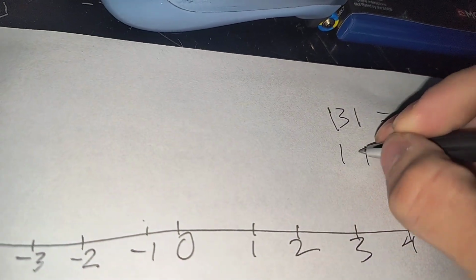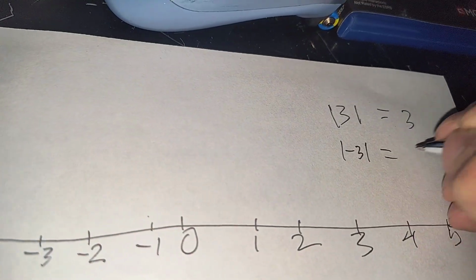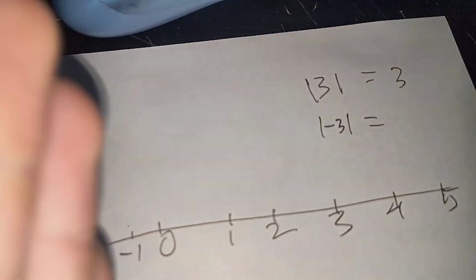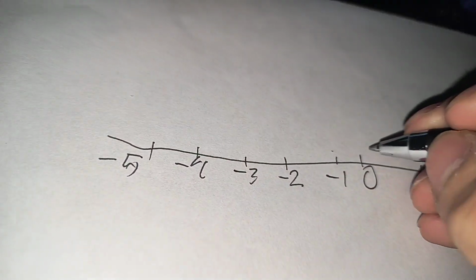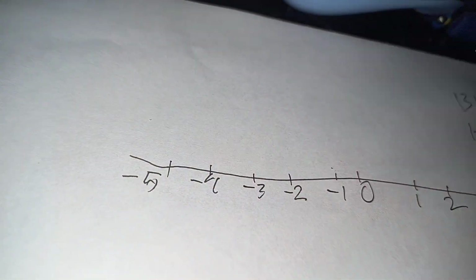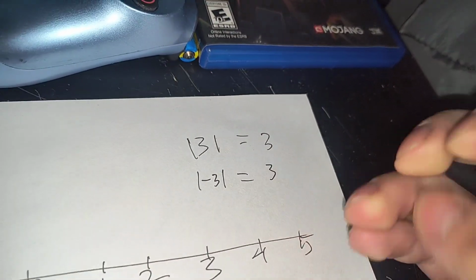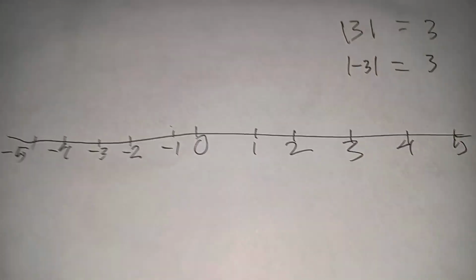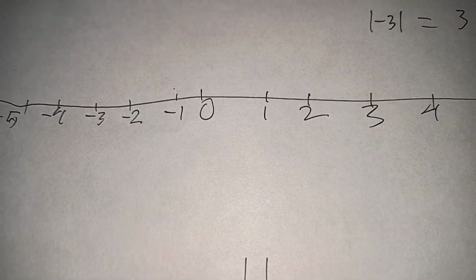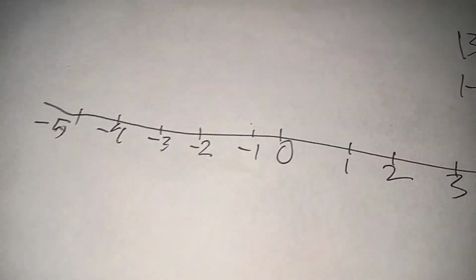But if I were to ask you, what's the absolute value of -3? Well, you would say, it's the distance it is from 0. It's 1, 2, 3 away from 0. So the absolute value of -3 is 3. Because it's not the value of that number, it is the distance it is from 0.